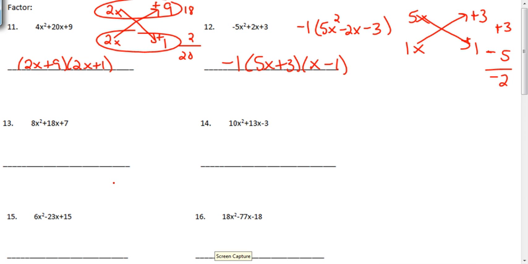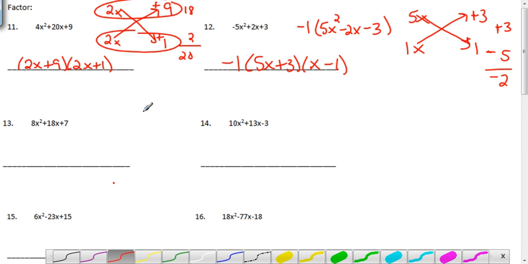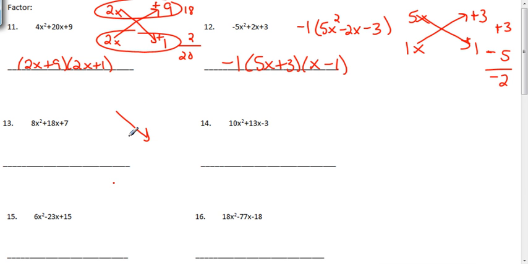Okay, 8x squared plus 18x plus 7. Is there a GCF? Between 8, 18, and 7, all they can be divided by is 1. So that means I need to try the Kirean method, because it's a trinomial. So I can do, let's see, I can do 8 times 1, I can do 4 times 2 to get 8. I'm going to start with 4 times 2. The only thing I can multiply to get 7 is 1 and 7.